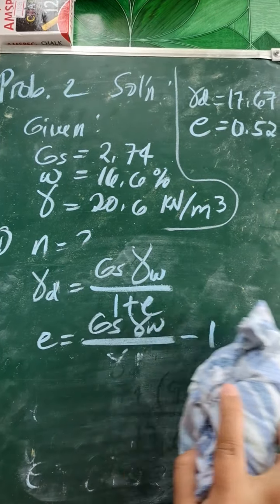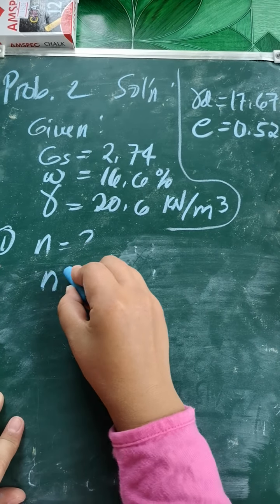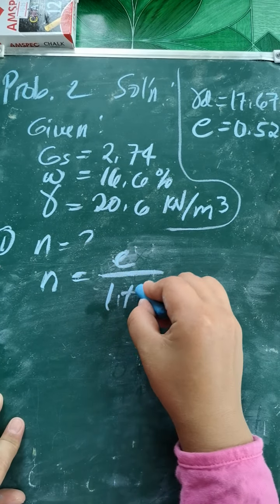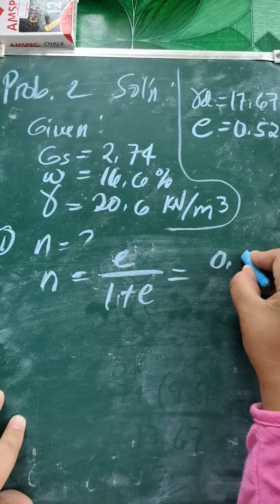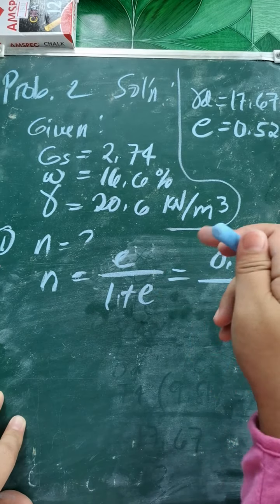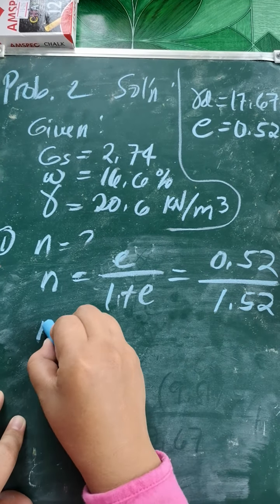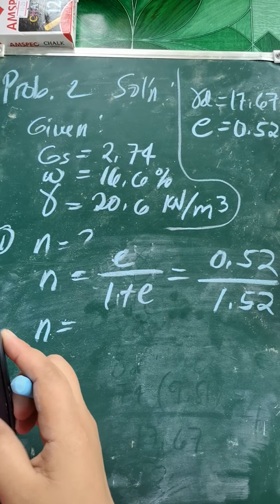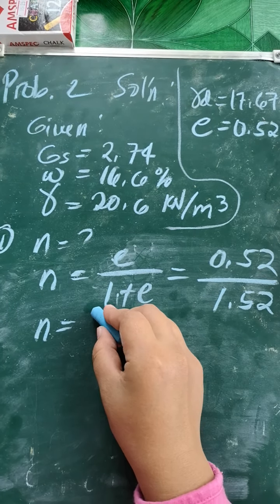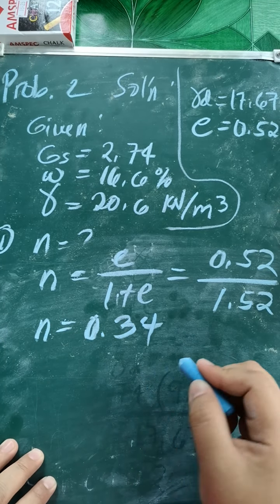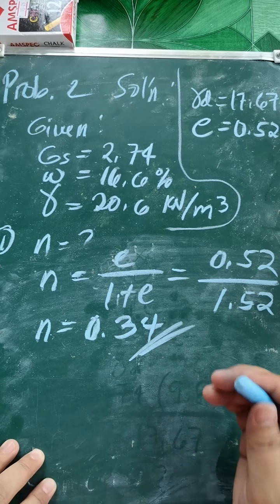So we can now solve for N. For the N, we have N equals E over 1 plus E. Substitute the values. We have E, that is 0.52, all over 1 plus 0.52, or 1.52. So our N here is equal to 0.343421, or 34%. So that's the value of our N.